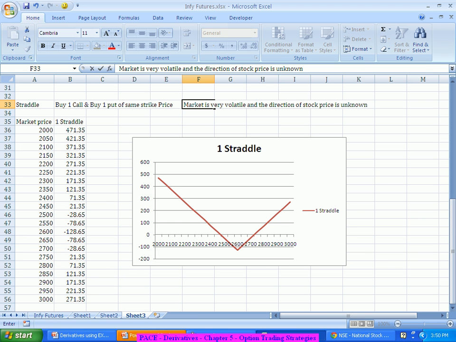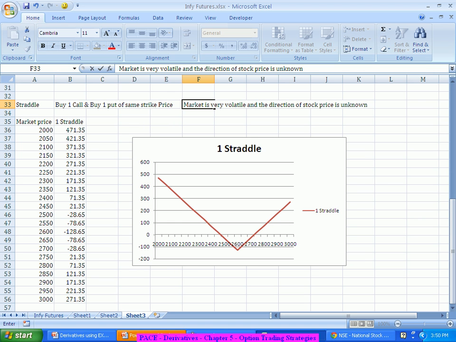See, like before a budget, or right before some general elections, or before an annual general meeting of the company, I may say if the result is positive, if the result is good, the stock price will rise like anything. If the result is bad, the stock price may fall like anything. So I am very much sure that on that day there will be a lot of volatility, but in which direction, I don't know.